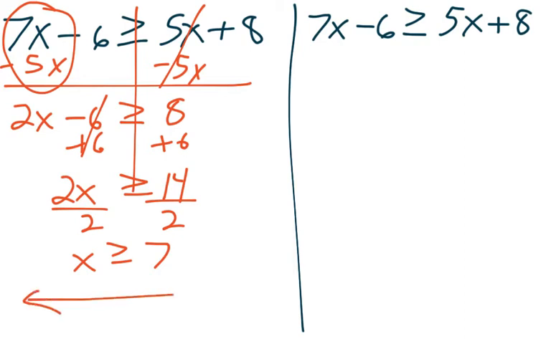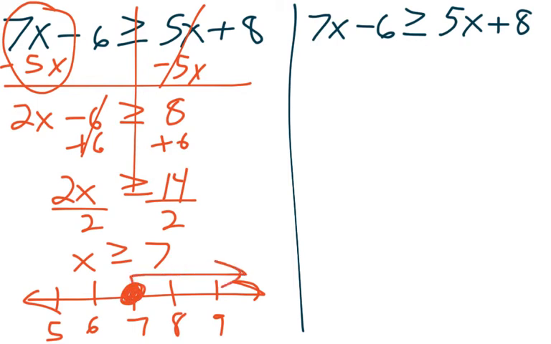So for our graph, I'll just put 7 in the middle. Put two numbers bigger and two numbers smaller. But we do a closed circle on 7. And since x is greater than it, shade to the right. Now let's do that problem a little bit differently though. So remember, there's no parentheses or like terms.